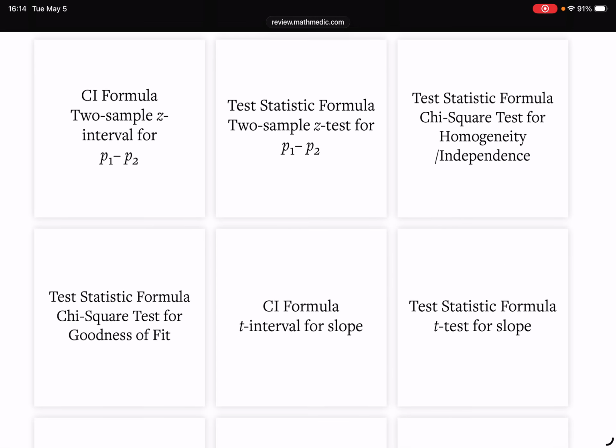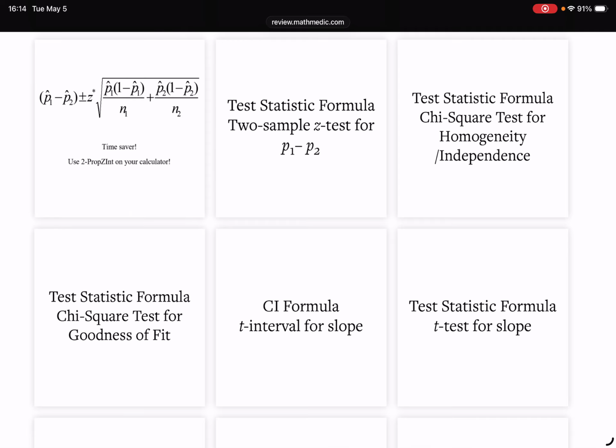Confidence interval formula for a two sample z interval for p1 minus p2. So for this one, anytime you see p, you know it's proportions. So you're going to go to inference for categorical data. You're going to do z-test for proportions, and you're going to make sure that you type in both samples using the statistics given in the problem.